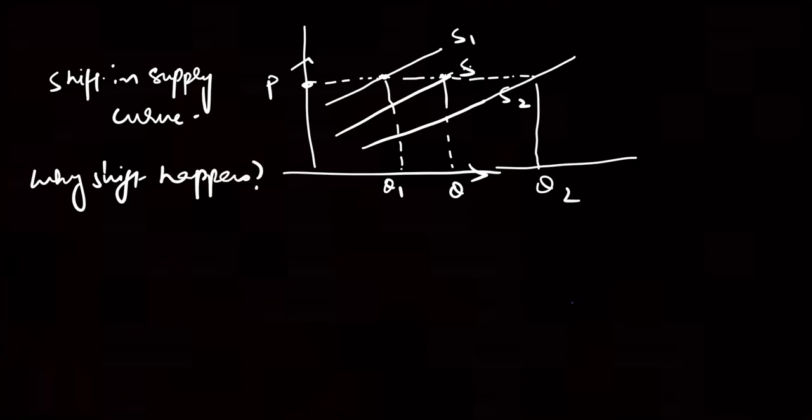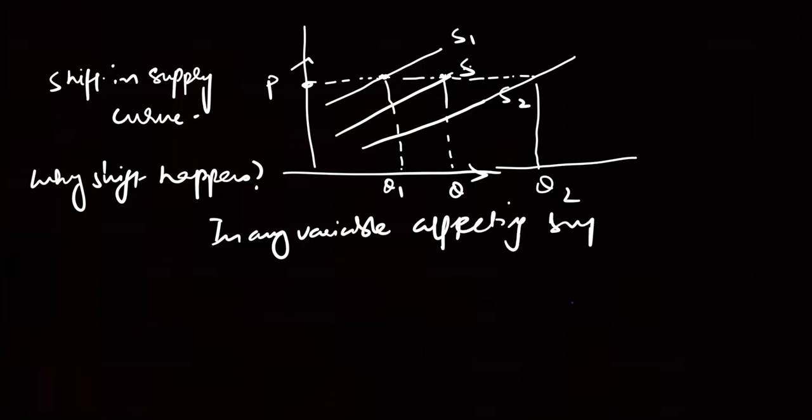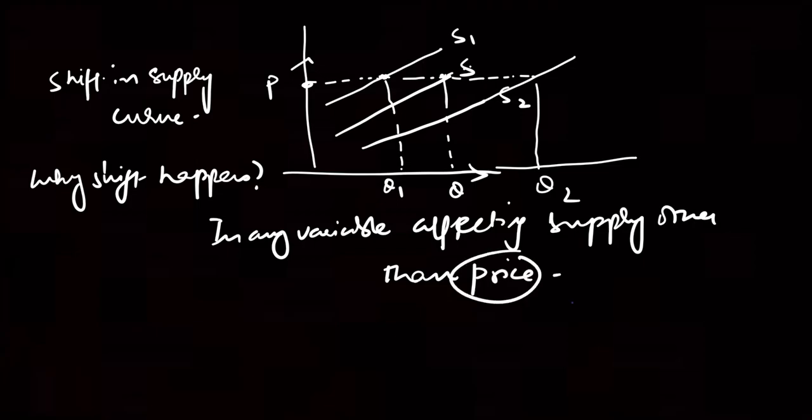A shift occurs when there is a change in any variable affecting supply other than price. This is the key, right? If there is a change in any variable which is affecting supply or the quantity supplied, other than price, there will be a shift in the supply curve. Either it will be backwards or it will be forward. These things should be taken into consideration. Now we will be discussing what factors other than price are to be considered.